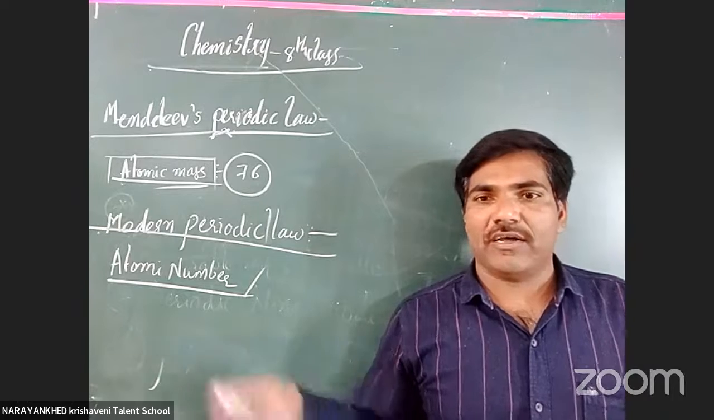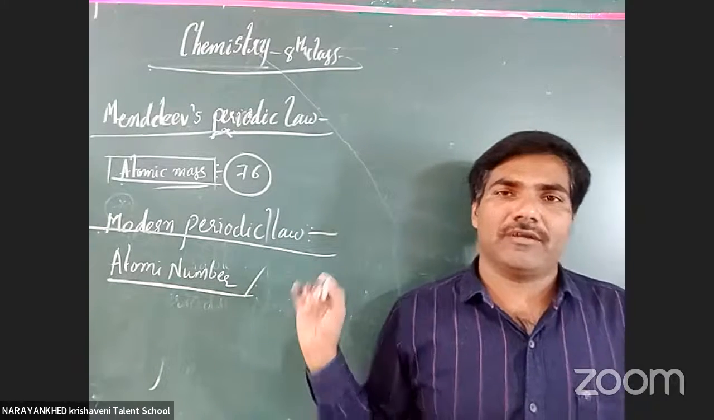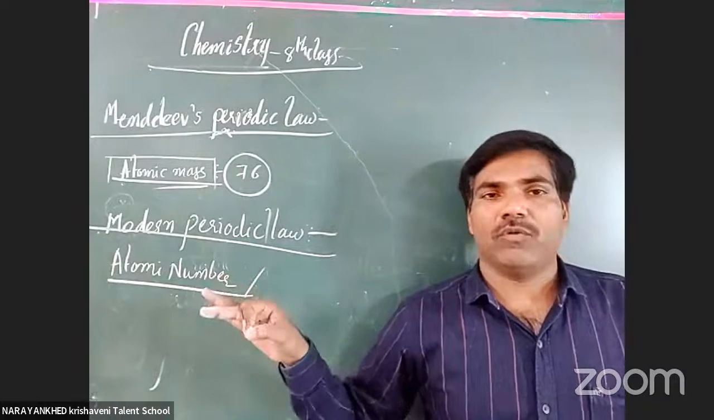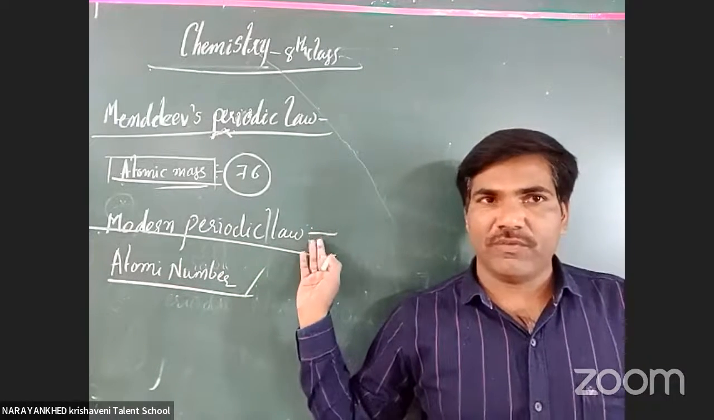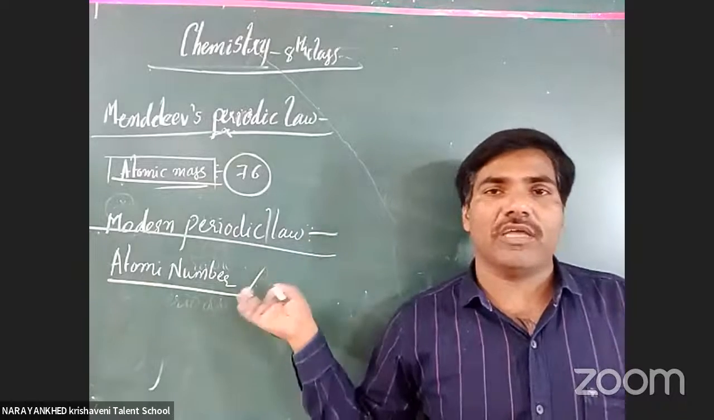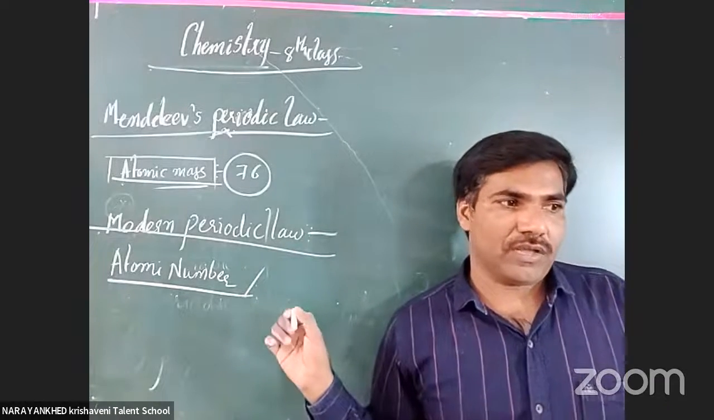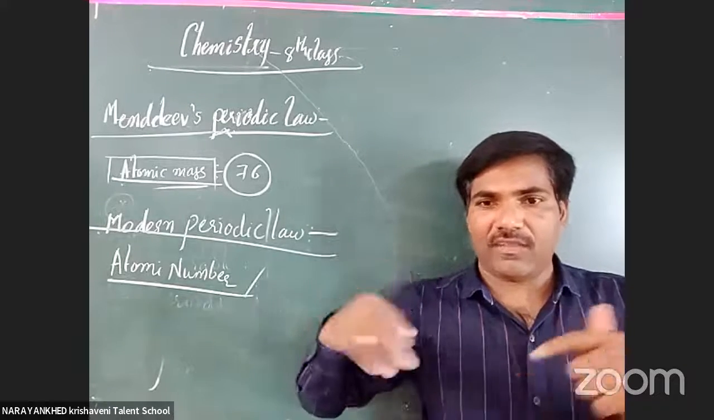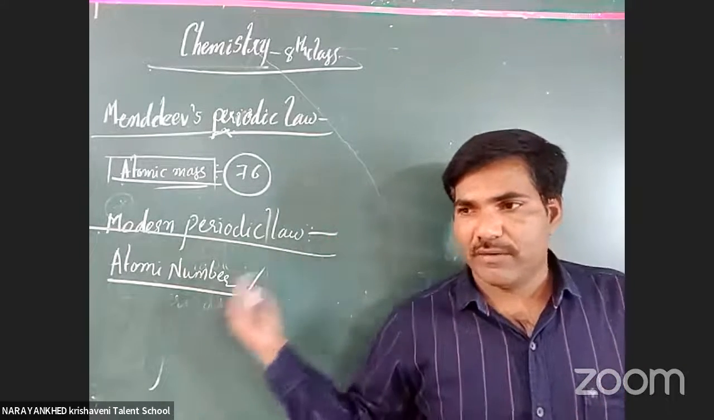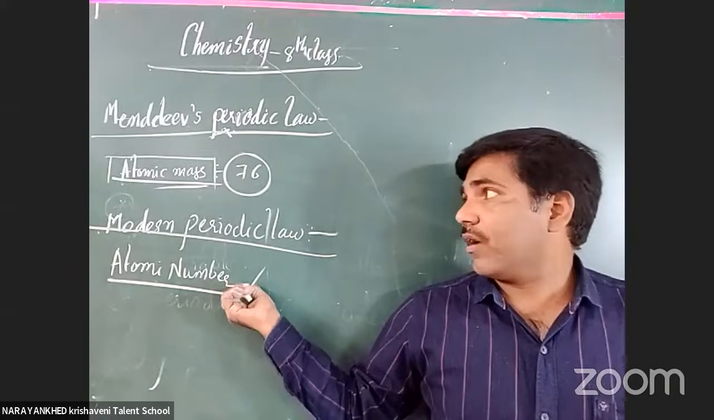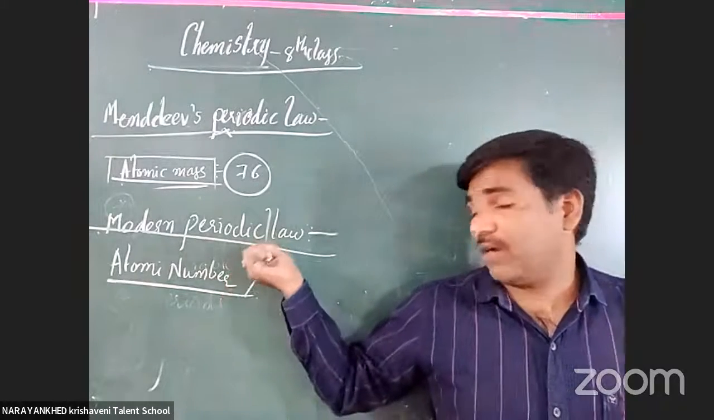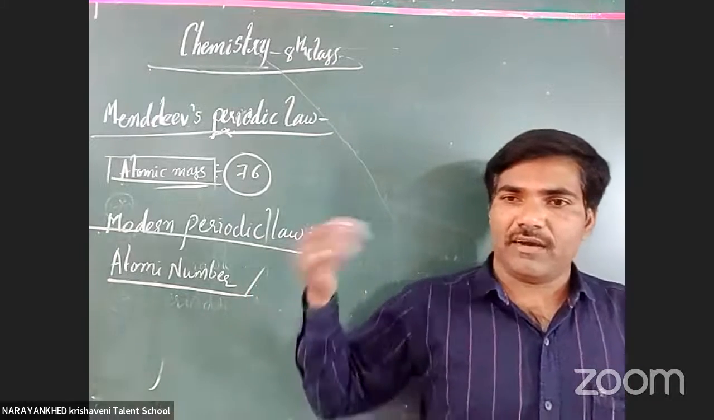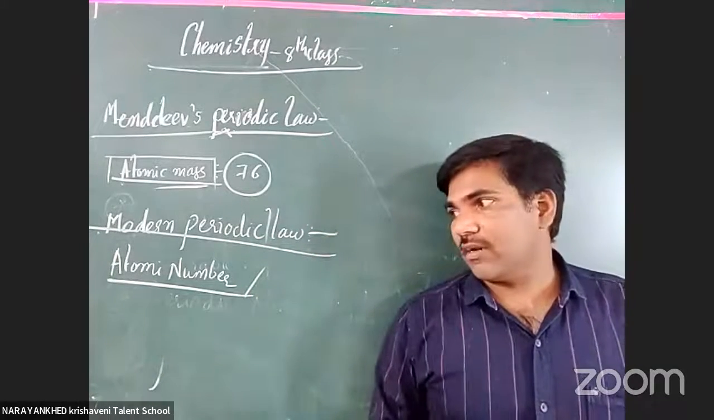118 elements are found at the time of the modern periodic table. To arrange all of them in the periodic table, we use the atomic numbers, which govern the physical properties and the chemical properties. Clear or not? Periodically, based on the atomic number, our physical and chemical properties are regularly repeated. Got it or not?